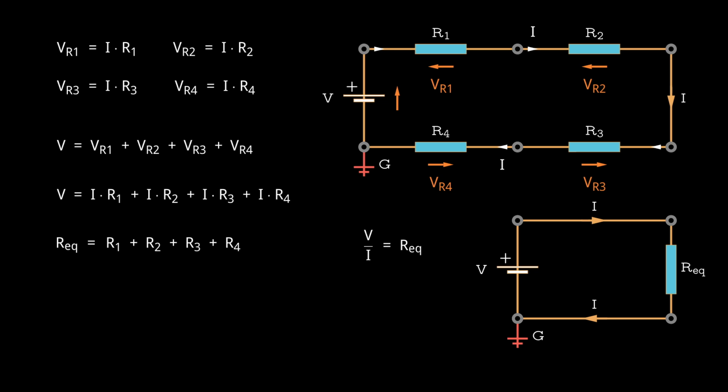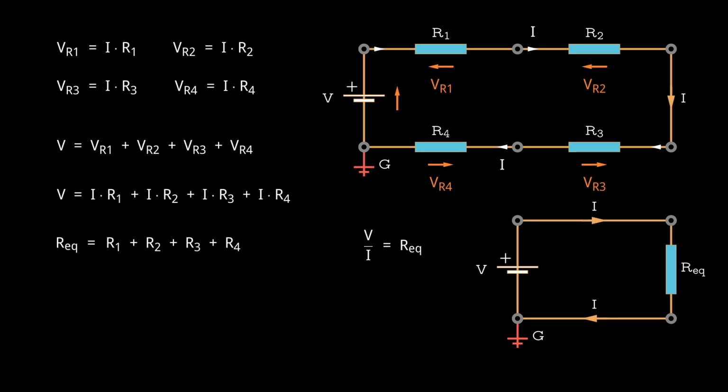Finally, we can express the equivalent resistance for this series configuration. In other words, the total resistance is simply the sum of the individual resistances, which is equivalent to a single resistor that would produce the same effect in the circuit. This simplification allows us to model the system more easily without altering its physical behavior.